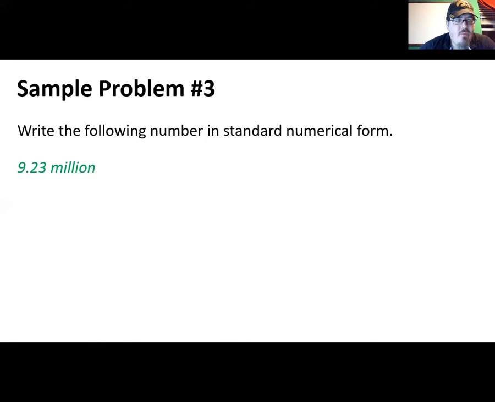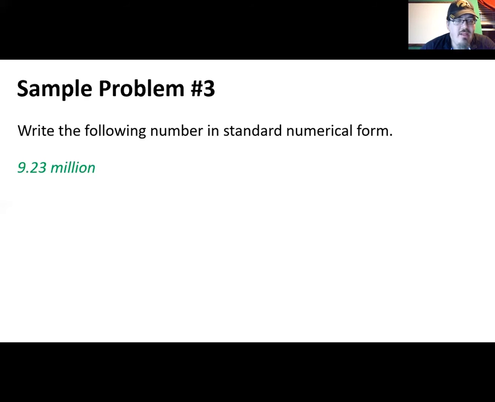Now, another situation that you might run into is a case where you've got a number written partially in words, partially in digits. A lot of times this notation is used for really large numbers, in the millions and the billions and trillions and so on. So we've got 9.23 million. What I need to do is translate this into just all digits.